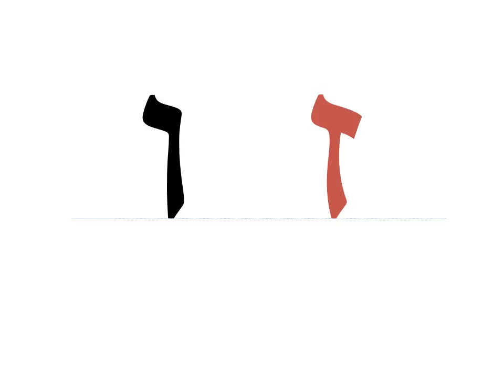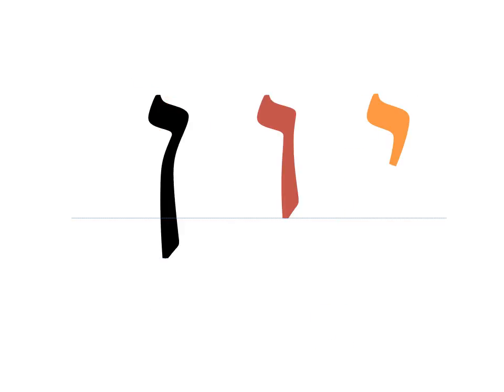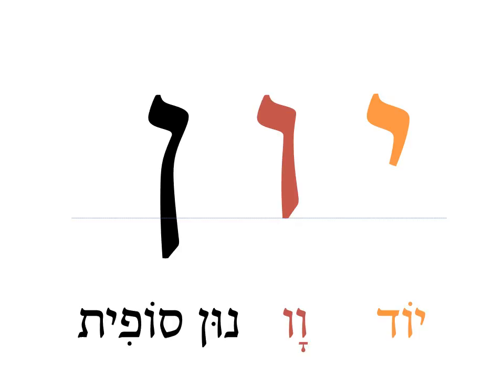And now, Zayin versus Vav. Notice that with Vav, the letter is written with one stroke from the top to the bottom, whereas in Zayin, the top stroke extends past the vertical stroke a little. So it's written in two strokes. There is, in effect, a tittle on Zayin, while there is not one on Vav. Now let's look at Yod, Vav, and final Nun, or Nun Sofit. They're all written in one stroke with the same basic shape.